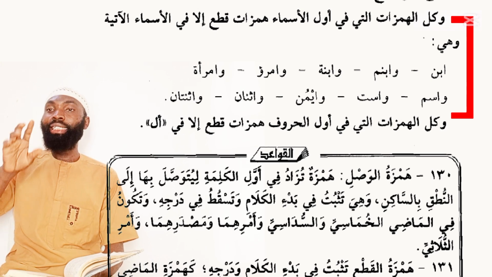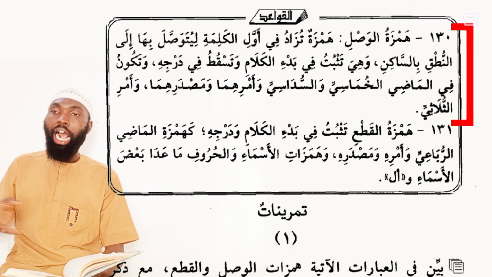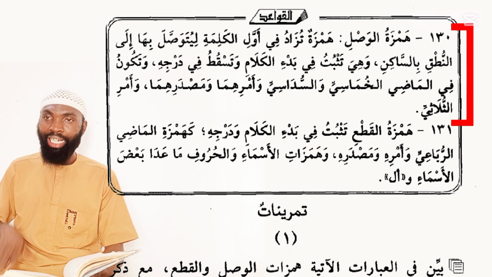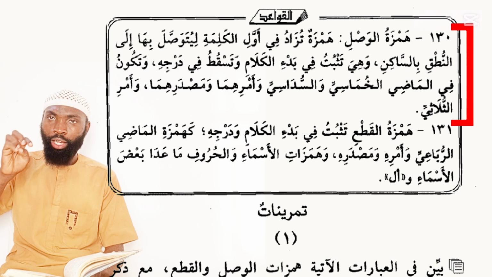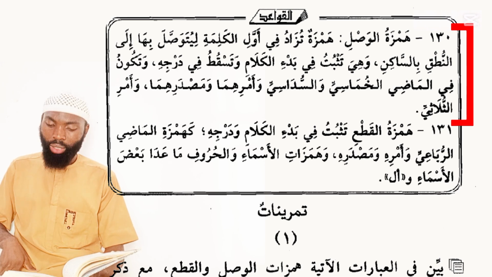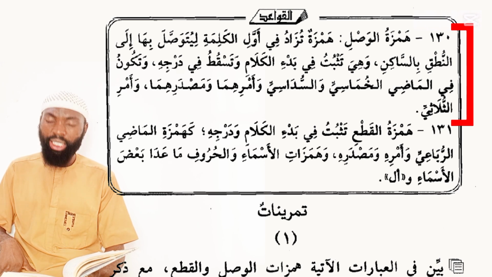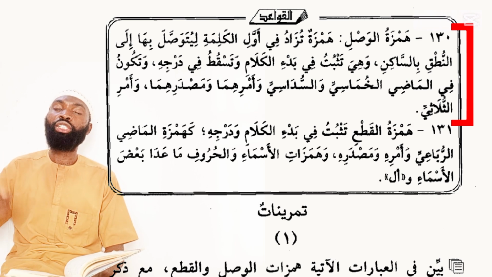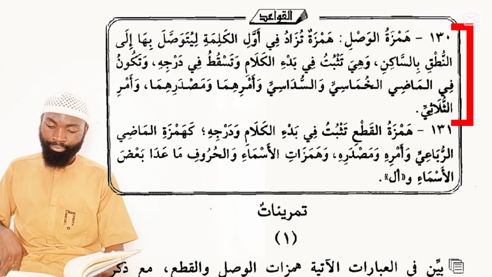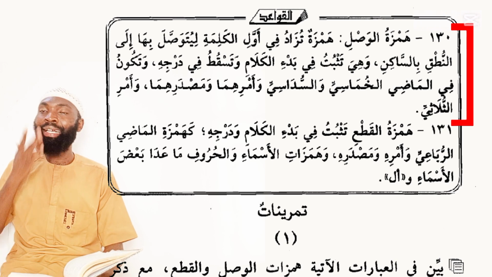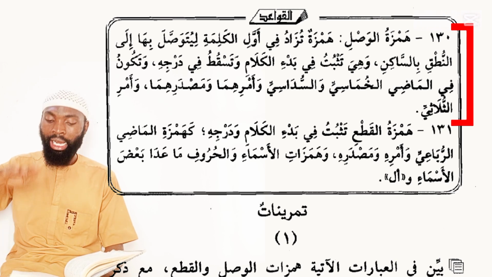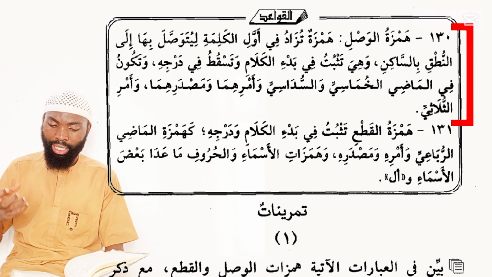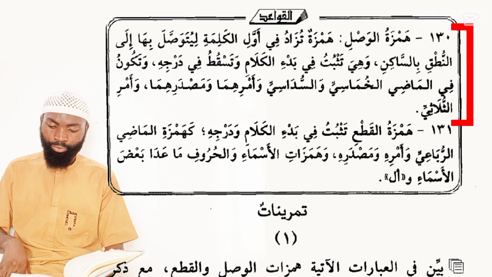Now, al-qawaid, the rules. Rule number 1 says: hamzatul wasl, the connecting hamza, tuzadu fi awwal al-kalima, it is added to the beginning of a word. لِيُتَوَصَّلَ بِهَا إِلَى نُطْقِ اسْمِ السَّاكِنِ, in order for it to be connected, for the pronunciation of a sakin letter. وَهِيَ تَثْبُتُ فِي بَدْءِ الْكَلَامِ, therefore it remains at the beginning of a sentence, وَتَسْقُطُ فِي دَرْجِ, and when the sentence is joined together, it is omitted.